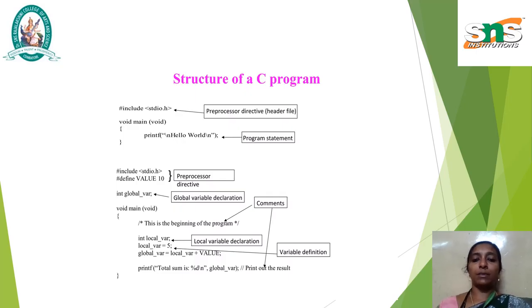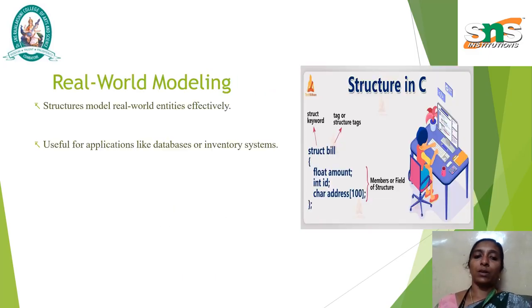Structure program. For example, a structure program in C. Here we include stdio, the preprocessor, and then we can mention the structure. We can mention the global variables and local variables, and the definition of functions. In this process, we can mention the variable and the global size of data.